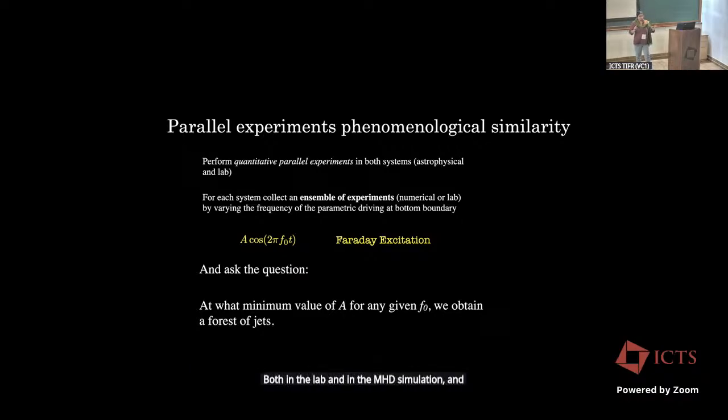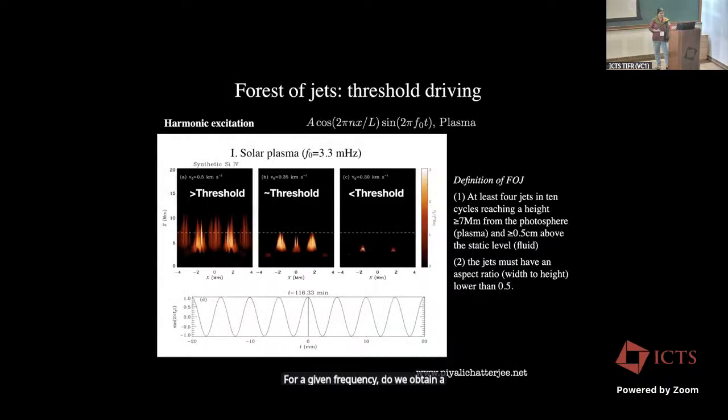And we will look at the minimum driving force that is required to produce these jets in both systems. So this is the question we ask: what minimum value of the amplitude for a given frequency do we obtain a forest of jets?